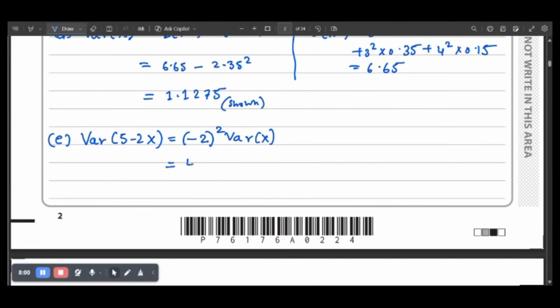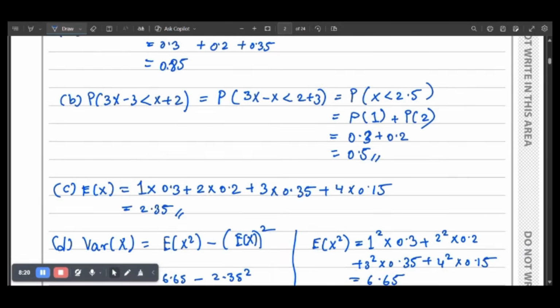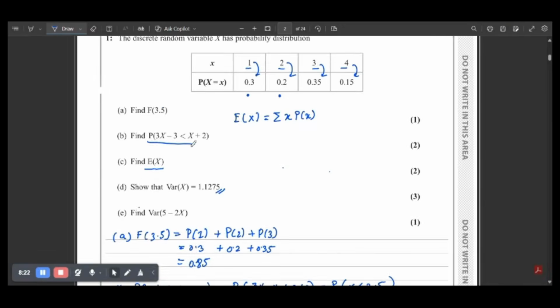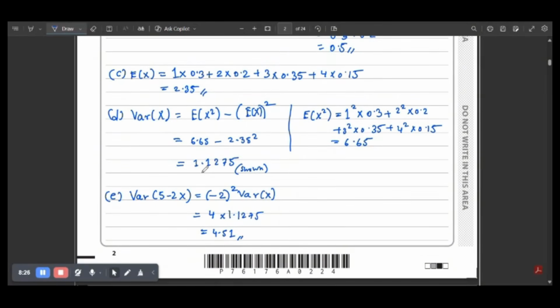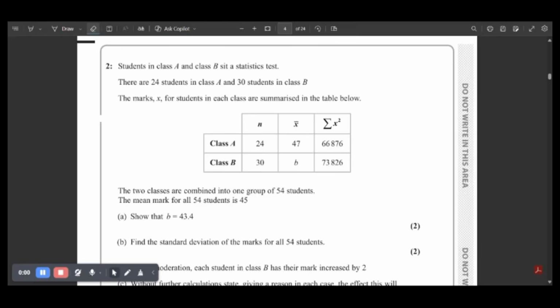This will equal 4 into the variance of x, which is 1.1275. This will be equal to 4.51. And this is our answer. So this concludes our question number 1. We can move on to question number 2 now.